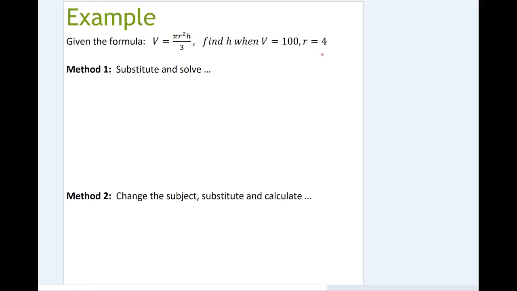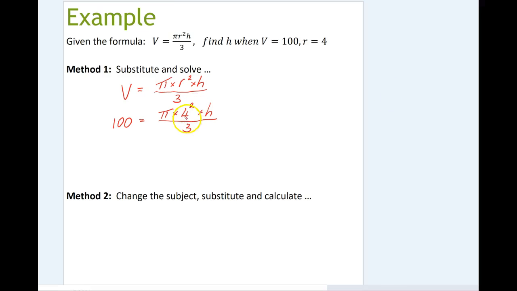Let's substitute and solve. So let's put down the rule. So it's pi times radius squared times h all over the number 3. Now they tell us that v is 100, so where the v is, we'll put the number 100. Pi times, they tell us the radius is 4, so we go 4 squared, times height over 3. So let's go ahead and start solving this.